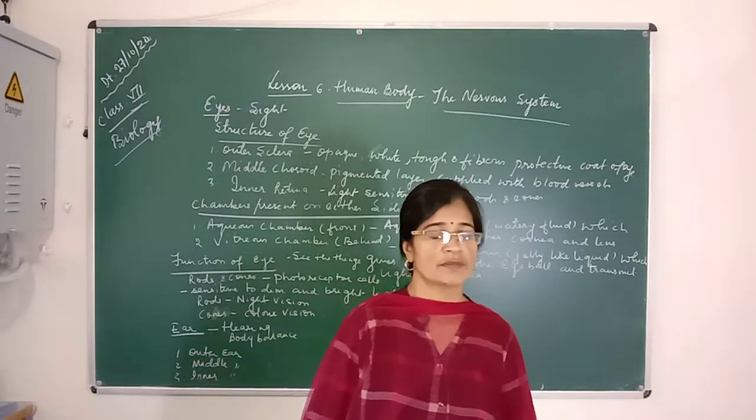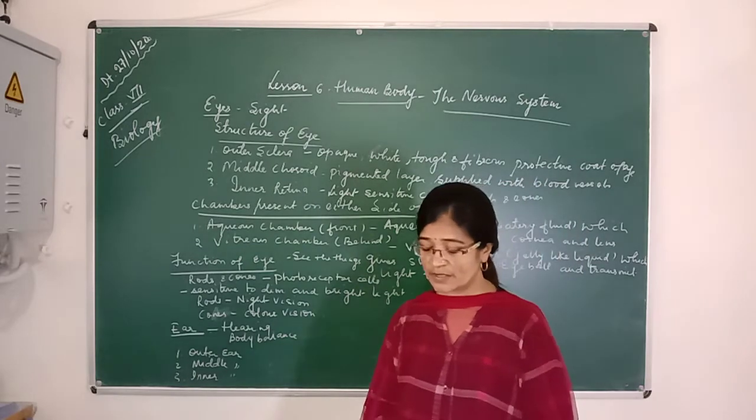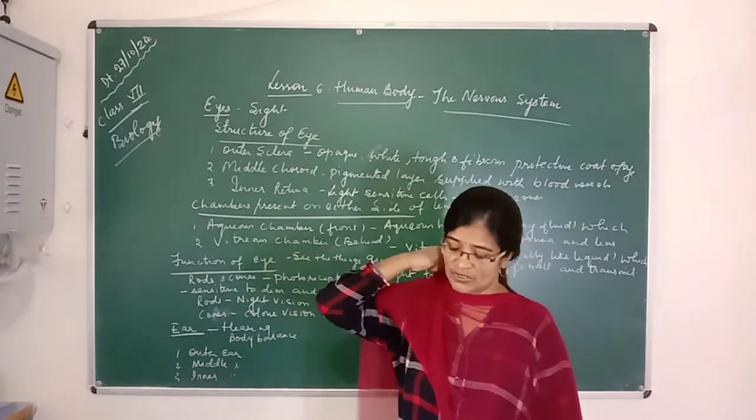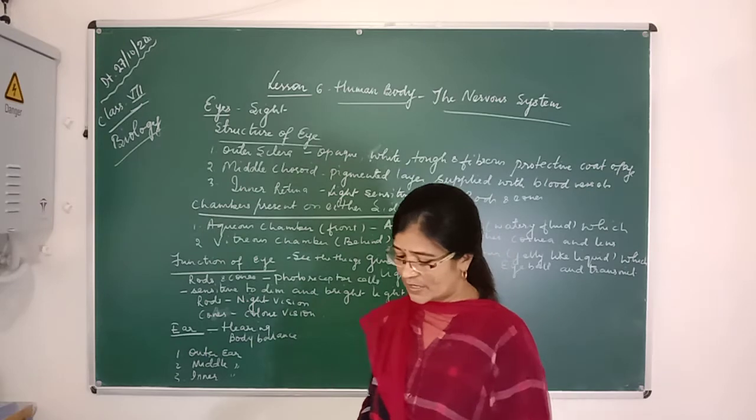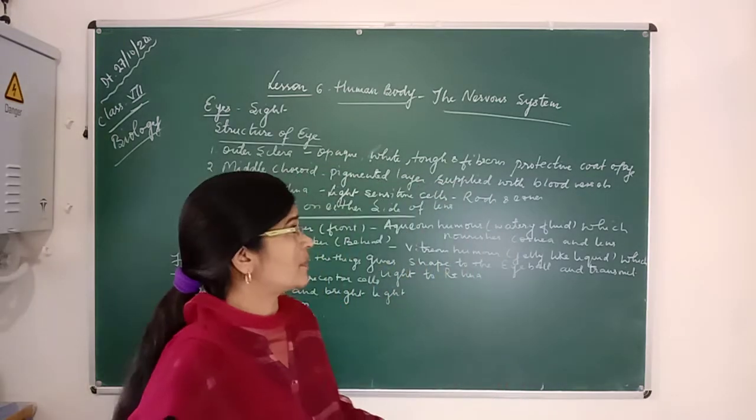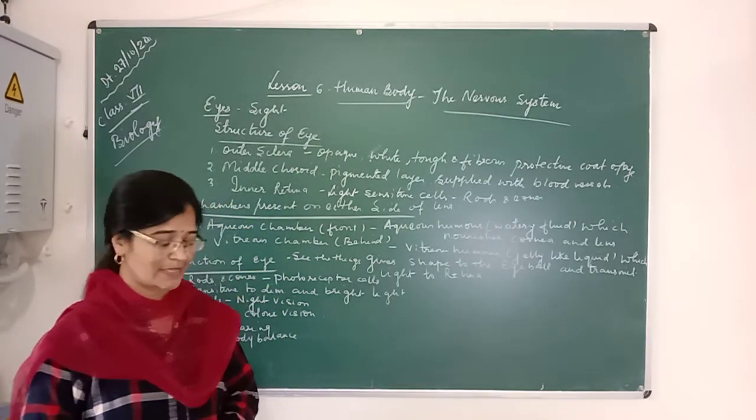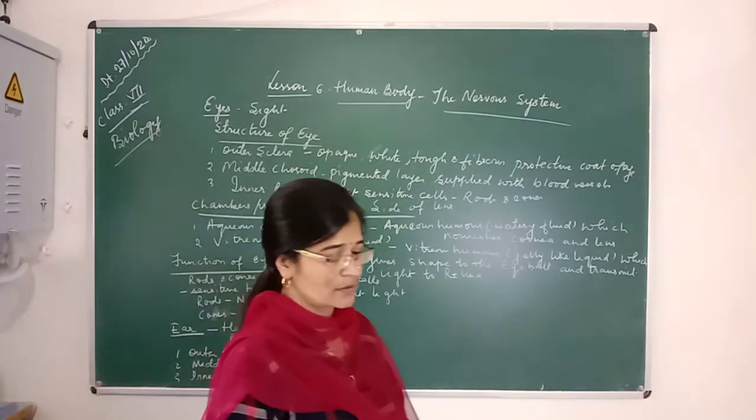Good morning, students. Today we'll continue lesson 6, human body, the nervous system. This is for class 7th. In the previous class, I explained to you about the different kinds of receptors as well as effector organs.